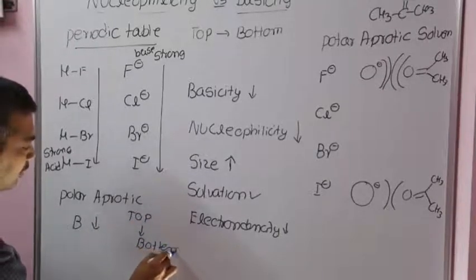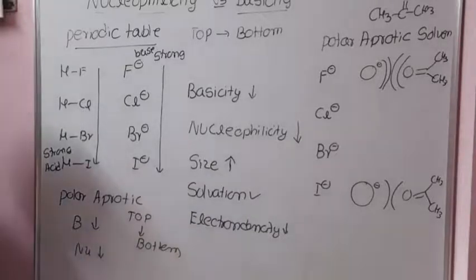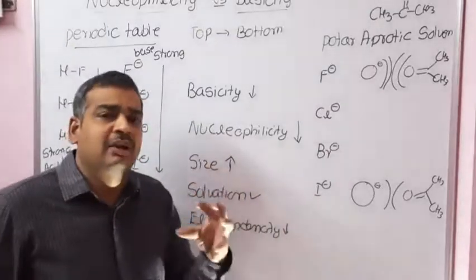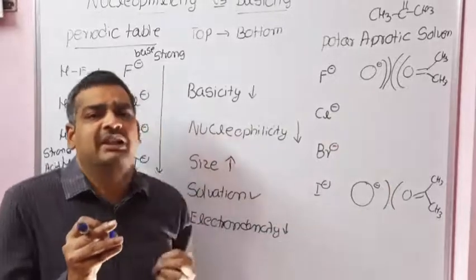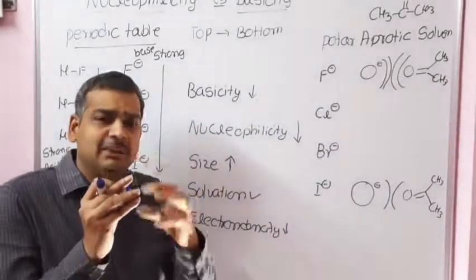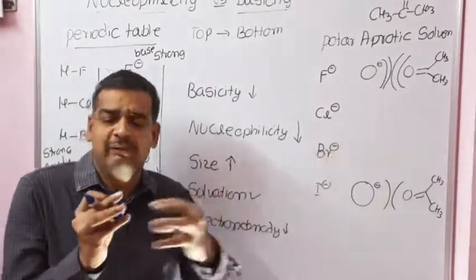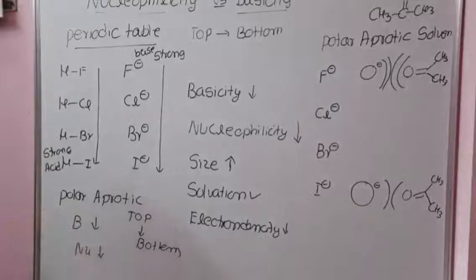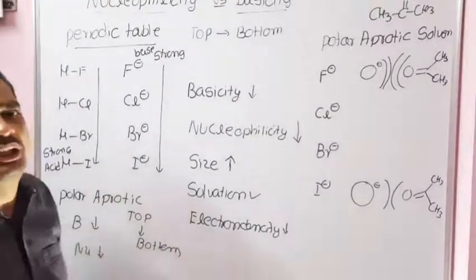From top to bottom, basicity decreases and nucleophilicity also decreases. The reason is, iodide is large, so electron density is less, there is less repulsion, and it slowly attacks the electron deficient atom. F minus is small, with more electron density and more repulsions, so it is readily thrown away from the solvent and readily attacks the electron deficient atom. From top to bottom, basicity decreases and the nucleophilicity also decreases.